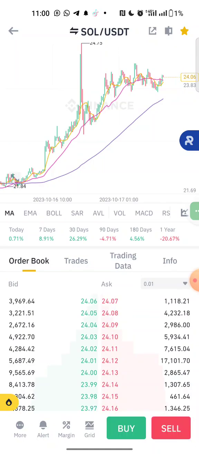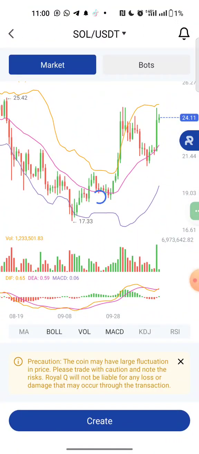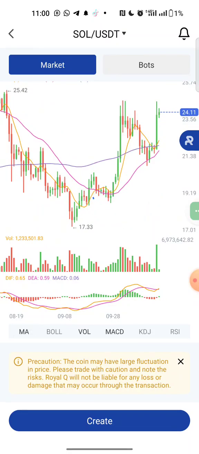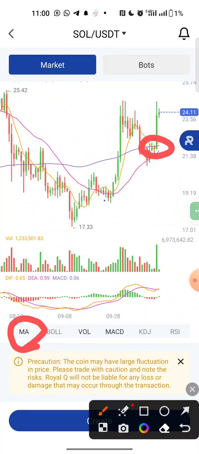Like we have the moving averages in Binance, we also have the MAs when you tap on moving average in Royalq, you are able, ladies and gentlemen, to get yourself the MAs. And here in this scenario, a small moving average crossed a 99 moving average, and that we call a golden cross, and that's why you see the market is moving up.